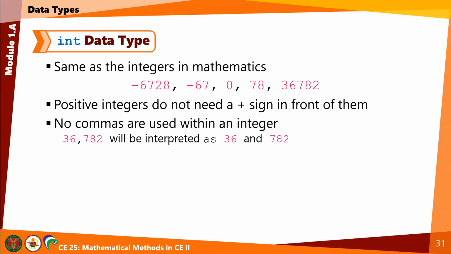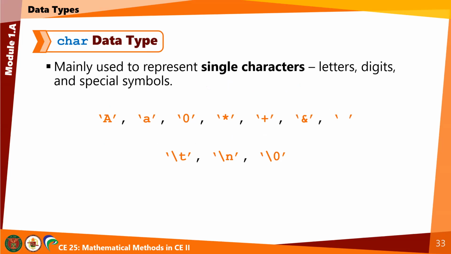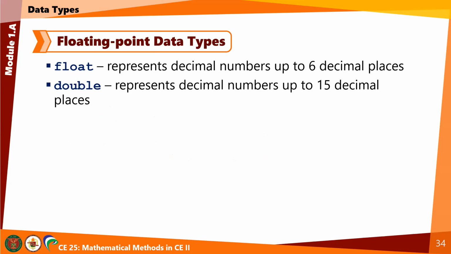Okay, I think this is readable naman. Ayan, no commas are used within an integer. Yeah, I also explained this. It is used for logical values, true or false nga. Okay? And here char, we also saw this earlier. And the float. Floating data types for decimals. So again, ayan, float up to 6 decimal places. Yung double can go up to 15 decimal places.